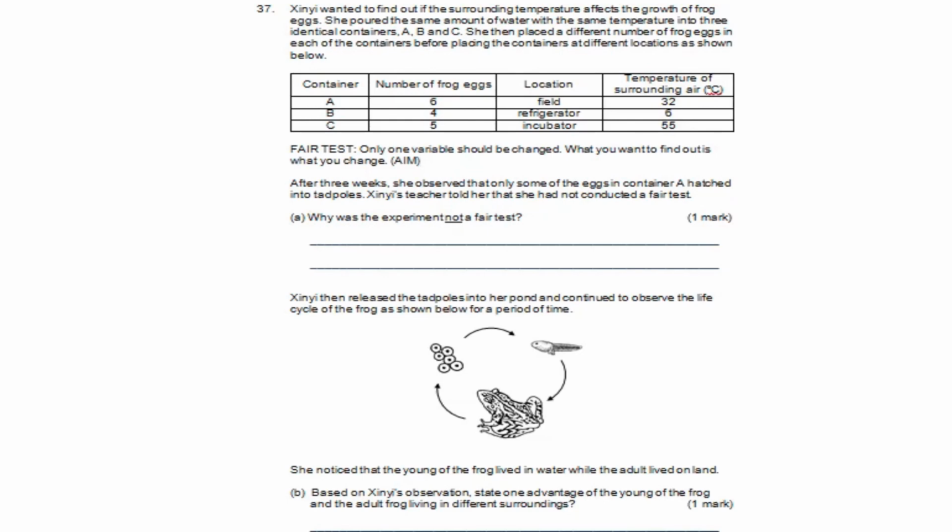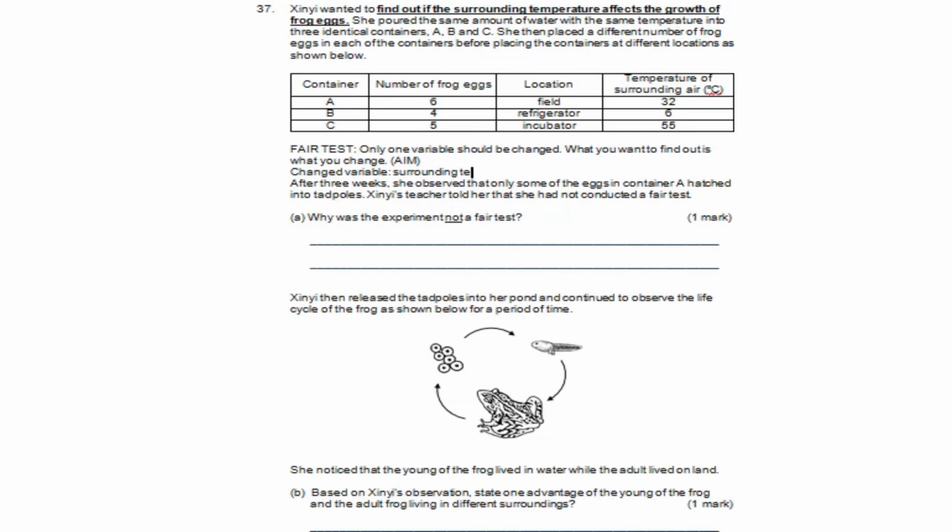So let's take a look at the aim of this question again. He wants to find out if the surrounding temperature affects the growth of the eggs. So what is it that he wants to find out? How the surrounding temperature affects the growth of the eggs. So it means that I must change the temperature. My change variable is the surrounding temperature.